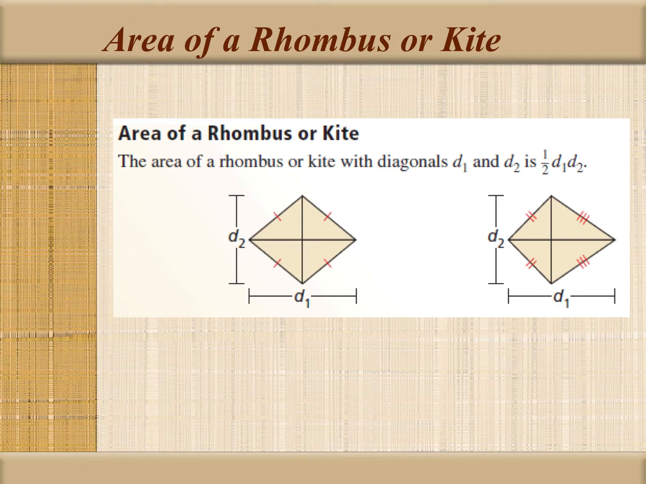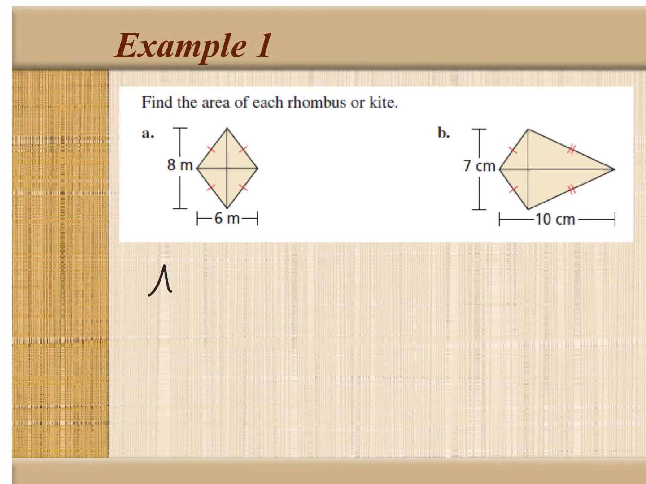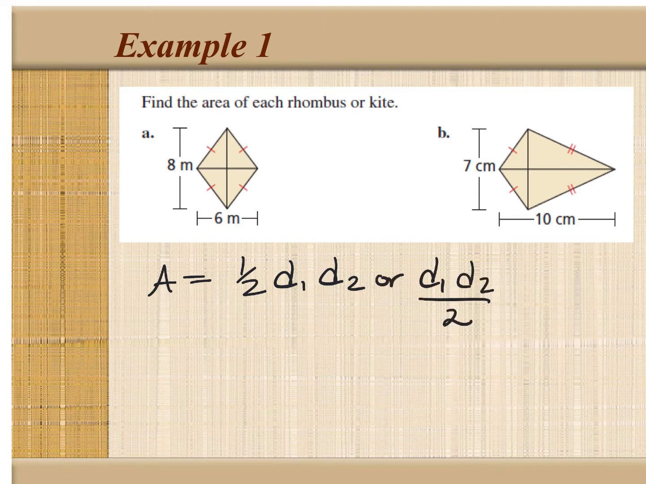So let's go ahead and try 2 examples using this formula. So the first picture is a picture of a rhombus. Notice all four sides are congruent. So I'm going to be using the formula. Area is equal to 1/2 D1 times D2. Now, if you'd rather, you could also do D1 times D2 and divide it by 2. Either formula. Now, again, it doesn't matter which one that I label as D1 and which one is D2. So I'm going to say the 6 is going to be my D1 and the 8 will be my D2.